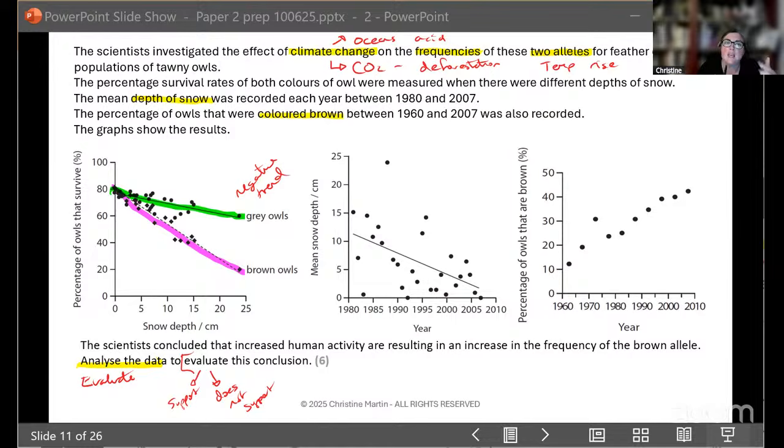So if we're looking here, we can see as the snow depth increases, there is a decrease in the brown owls and a decrease in the grey owls. So as the snow depth increases, the percentage of owls that are surviving decreases too.